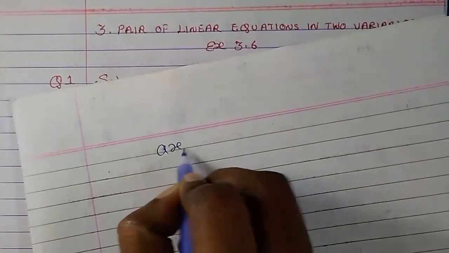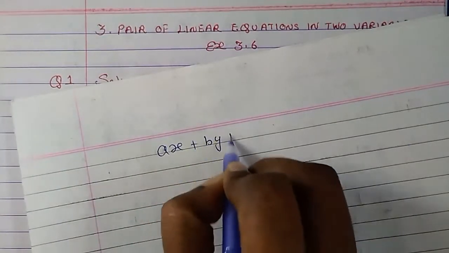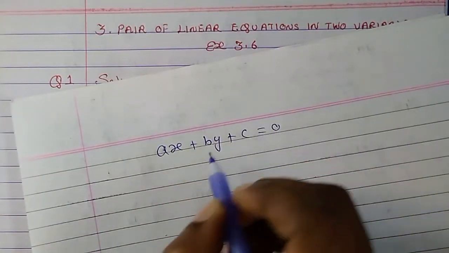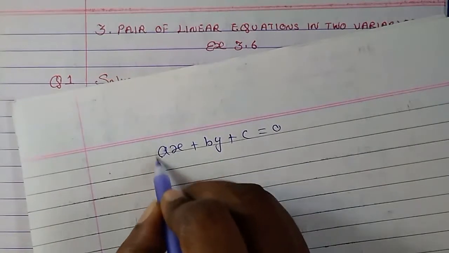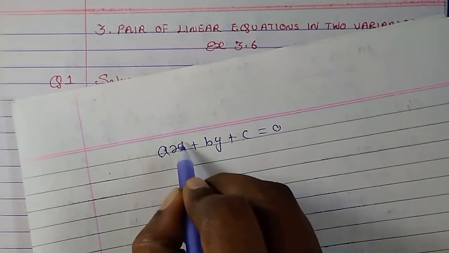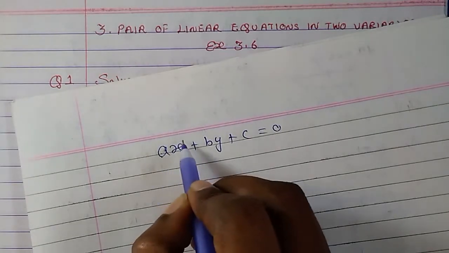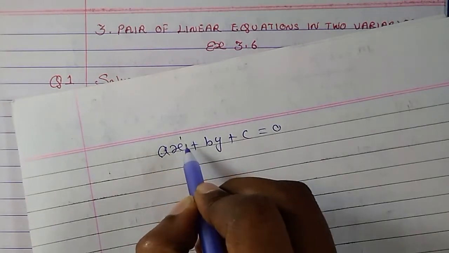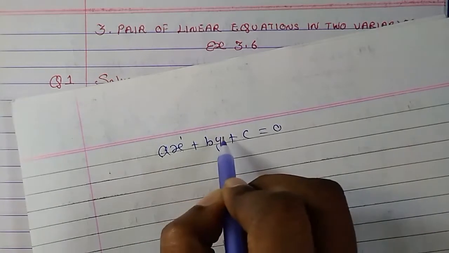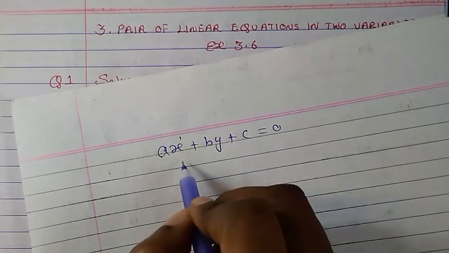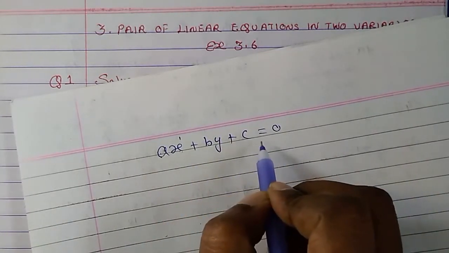In the introduction part I have explained to you ax plus by plus c equal to 0. This is a general formula. In the place of a, any number can be, but x has to be in multiplication with the number, and the exponent should be 1. There should not be any other exponent or power. This we call linear equations.